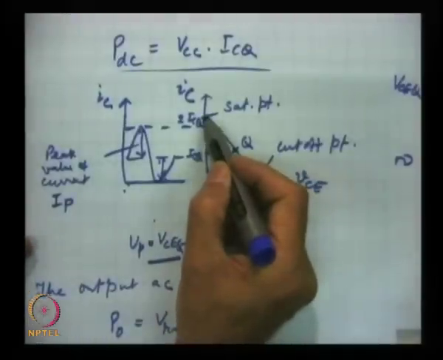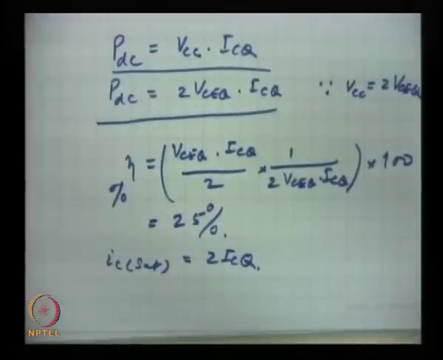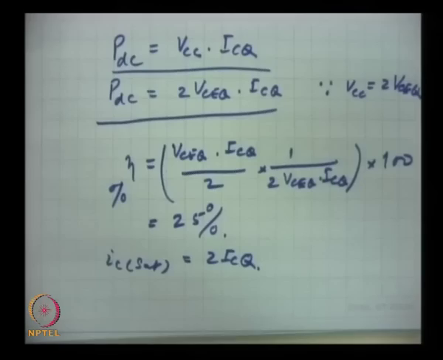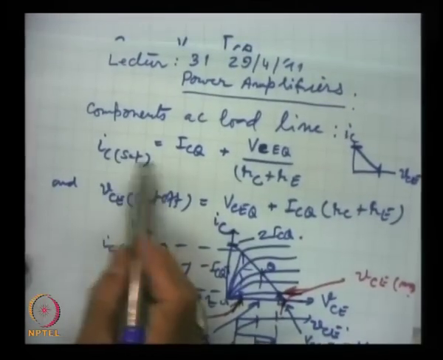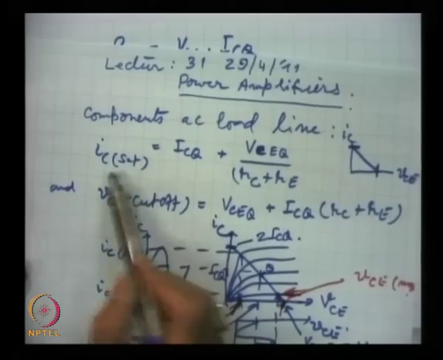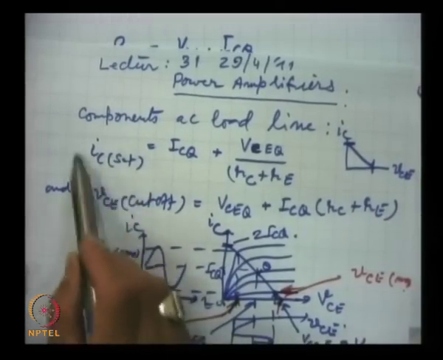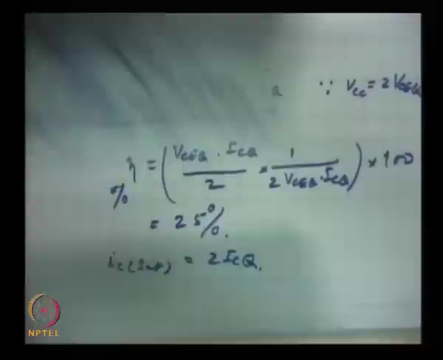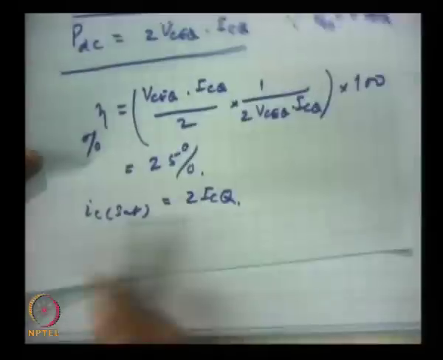This point IC set is 2ICQ. Now in the equation which we derived here in the beginning, that IC set is equal to this. So now if we put this as 2ICQ, we get a condition, and that condition is, you remember, IC set is 2ICQ.